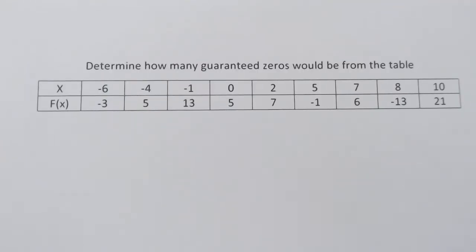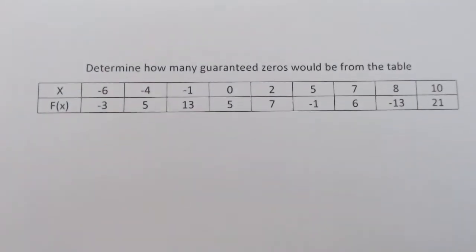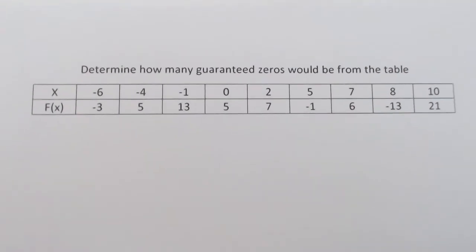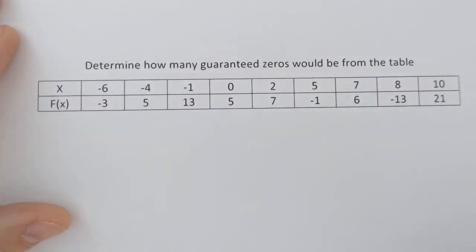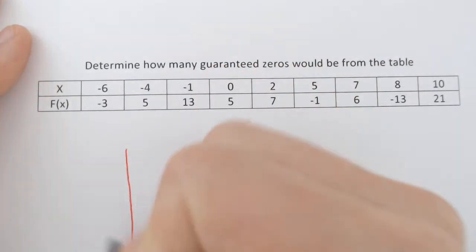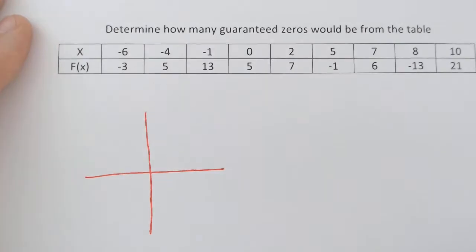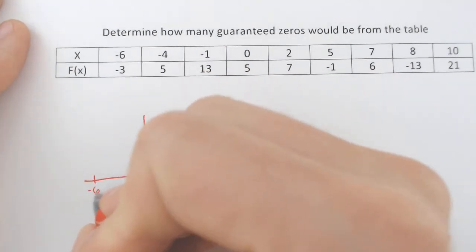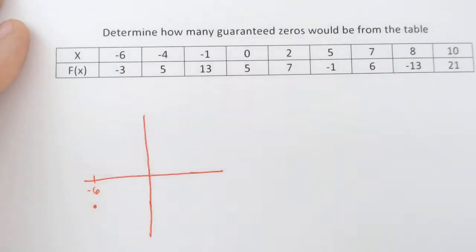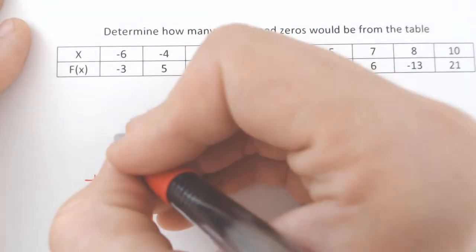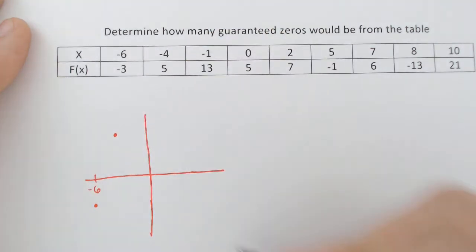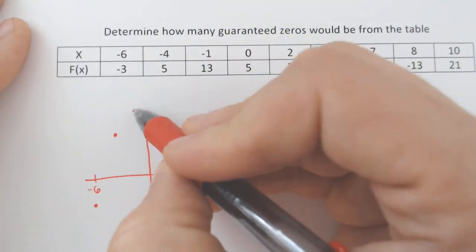All right. Next up on the table, no pun intended, we have a table. When you're determining what is going on with this table, you have two choices. You can plot every single one of these points real quickly. You would plot -6, -3, dot. You don't have to be perfect. And then -4, 5 up here. -1, 13, a little higher.